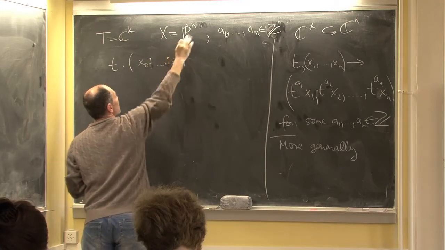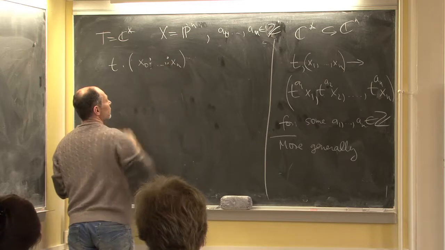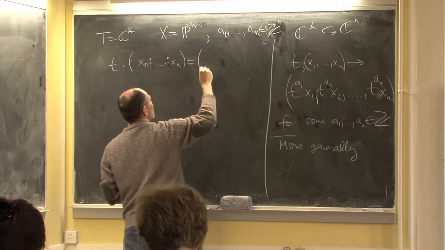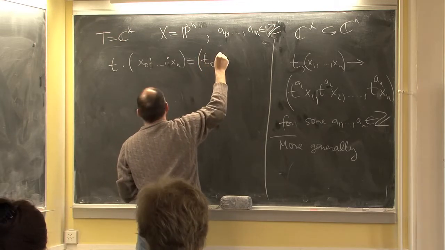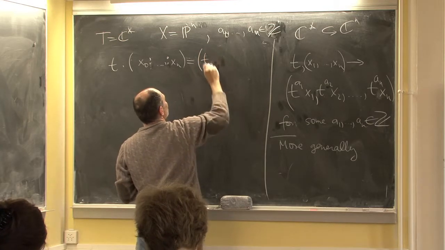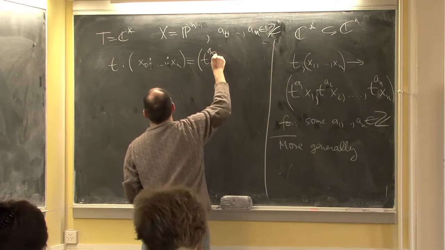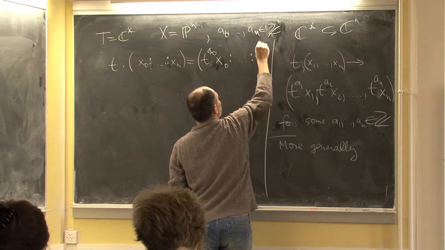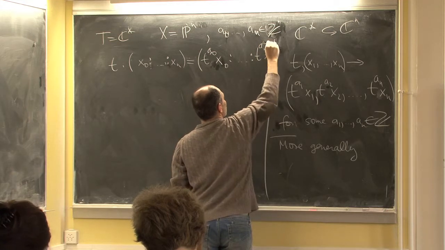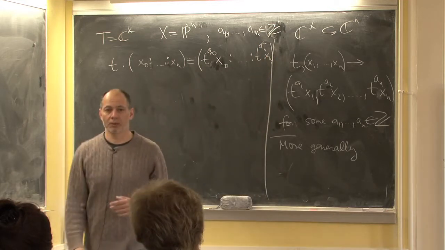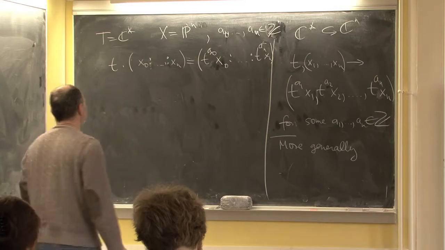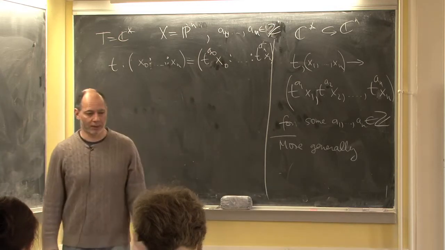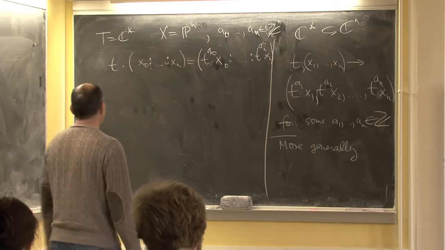So I take a point in n-dimensional projective space, from 0 to n. Then it's just going to be the usual action, that is inherited from T: t to the power a_0 of x_0 all the way until t to the power a_n of x_n. Okay, and it's clearly well defined. So this is now a more interesting action.